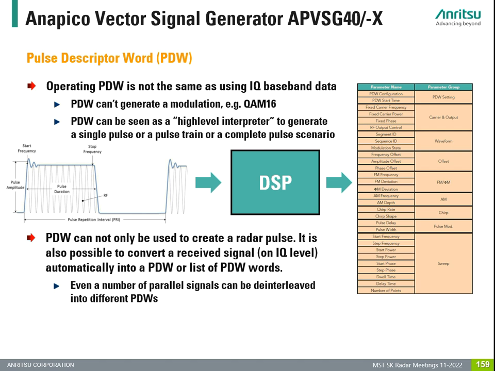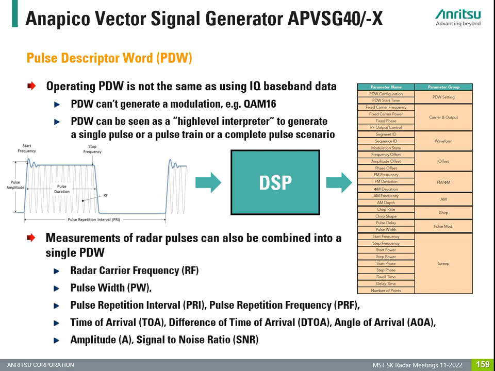PDW can not only be used to create a radar pulse, it is also possible to convert the received signal in IQ automatically into pulse descriptor words or a list of PDWs. Even several parallel radar signals can be de-interleaved into different PDWs with the right use of software. Such techniques are used in electronic warfare applications today.